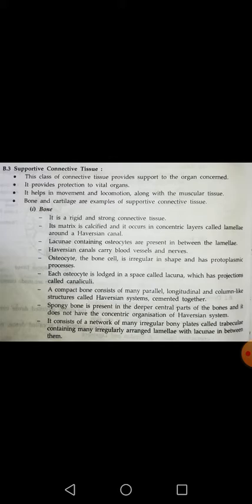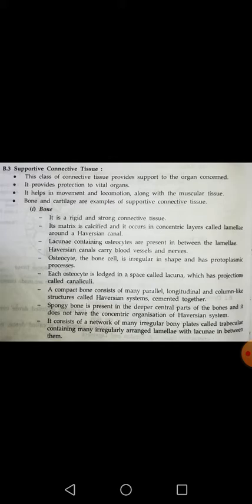Haversian canal. Bone is a kind of connective tissue, and in between it has a canal, which is called the Haversian canal. Around this canal you will find a matrix made up of calcium, which bears various concentric rings or layers, which are called lamellae.